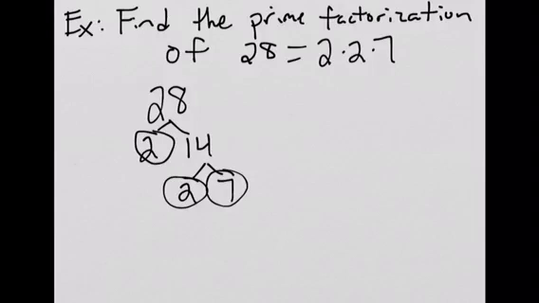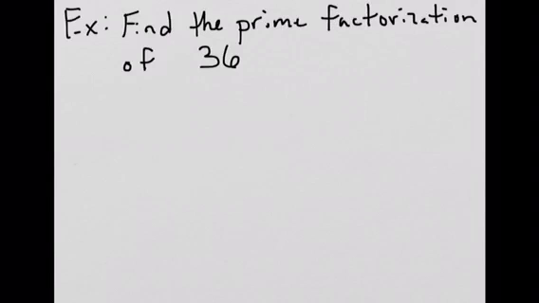And in math, we don't like to write out repeated multiplication. We like to use our exponents. So just to clean this up, we can say 2 squared, or 2 to the second power, times 7. And that's my prime factorization for 28. Alright, so let's look at one more. Now let's try to find the prime factorization of 36.